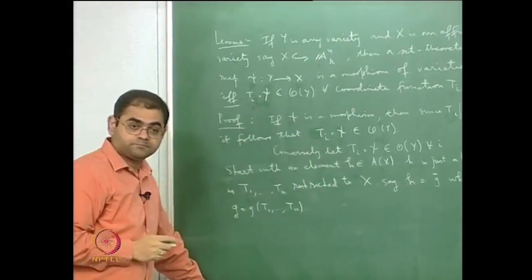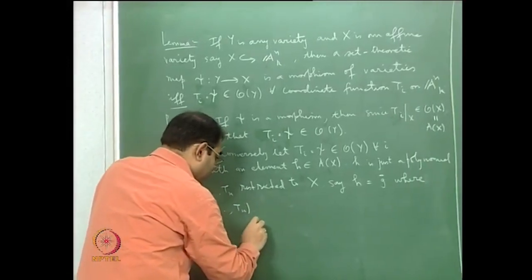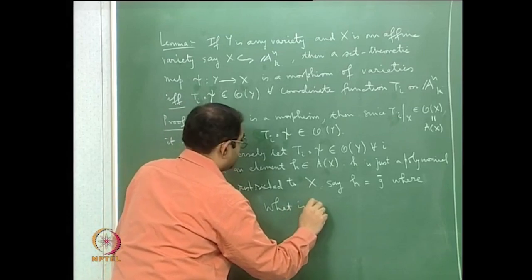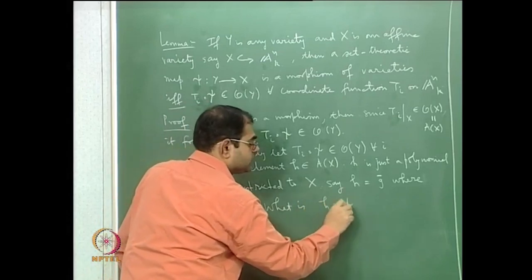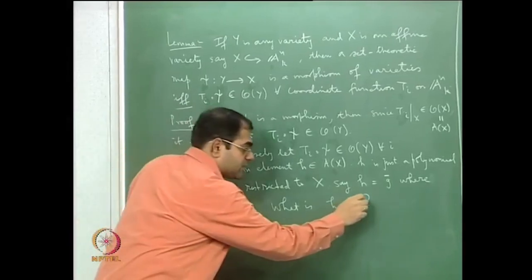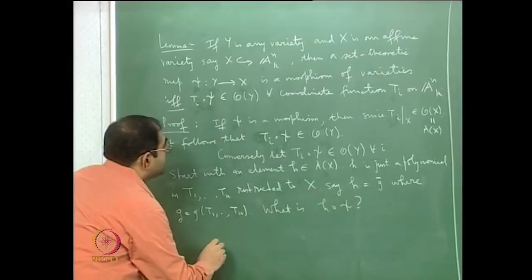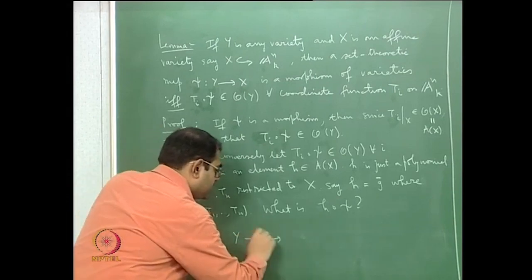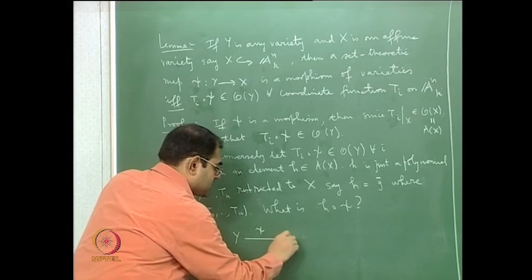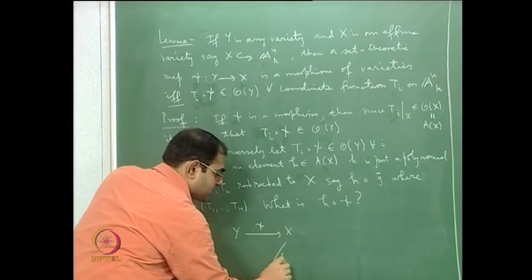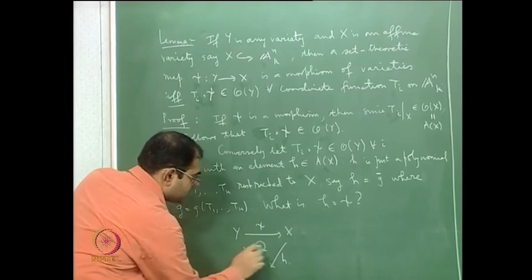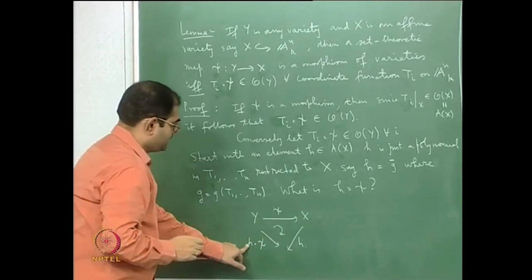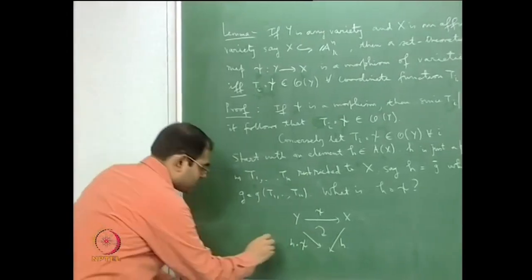This is what I want to do. So h circle psi, what is h circle psi? Let's calculate this. Basically what's happening is that I have Y, I have psi, I have X, and here I have a polynomial h, and this is my map h circle psi. It is just the pullback of h under psi. It is just psi star of h.